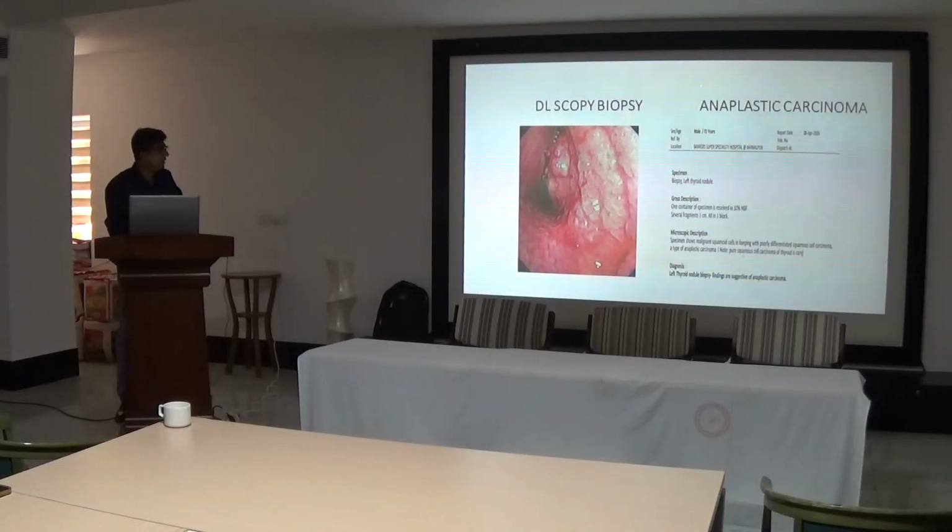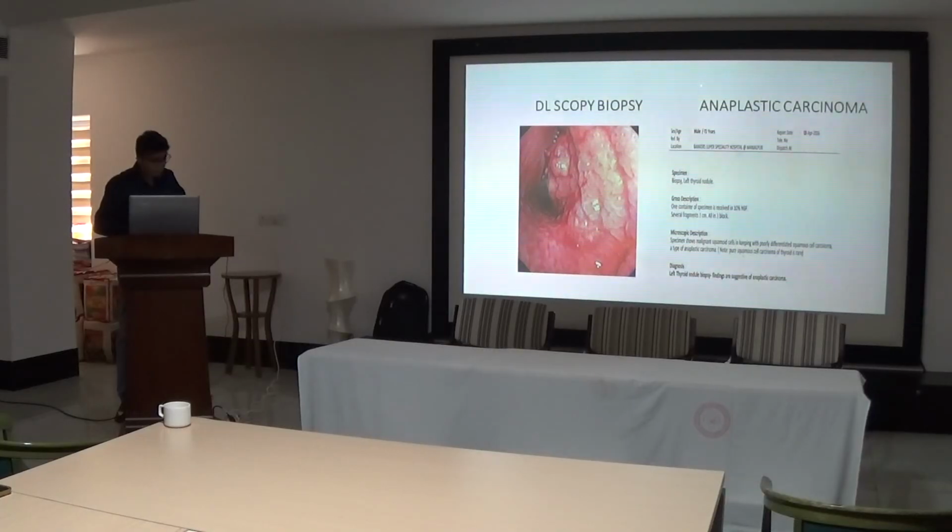This was the tracheal involvement. So this is the interior, a DL scopy, a direct laryngoscopy picture. These are the vocal cords and this is the tracheal and the glottic involvement which is seen here. So we did a biopsy from this tumor which came as features suggestive of anaplastic carcinoma. So this is something which we did.